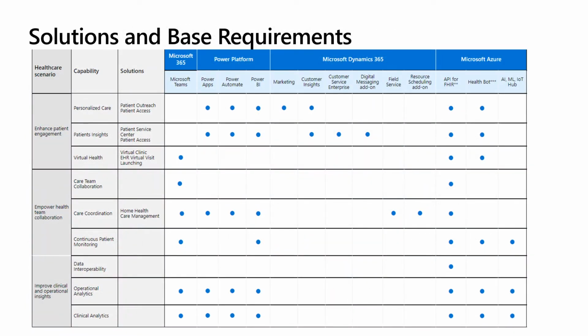Solutions and base requirements. Depending on the healthcare scenario that you wish to take advantage of and the capability you wish to deploy, you would need to have the base requirements deployed inside Power Platform, Microsoft Dynamics 365, and Microsoft Azure. For example, if you wanted to take advantage of patient outreach or patient access, you would need to have deployed Power Apps, Power Automate, Power BI. From Dynamics 365, you would need to have Marketing and Customer Insights, and from Microsoft Azure, you would need to deploy API for FHIR and Health Bot. Each of these components would need to be licensed separately.